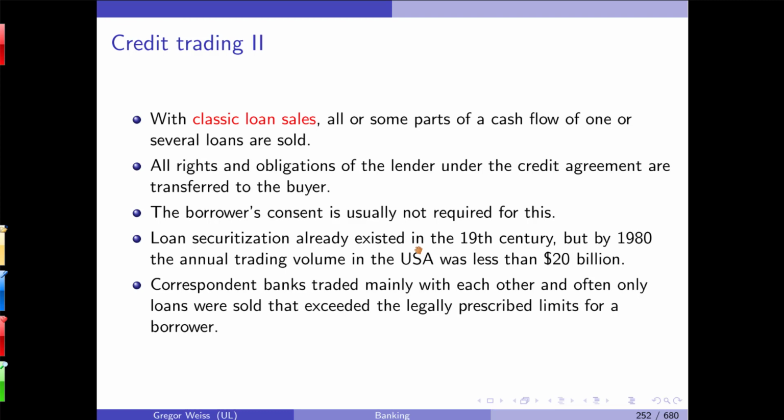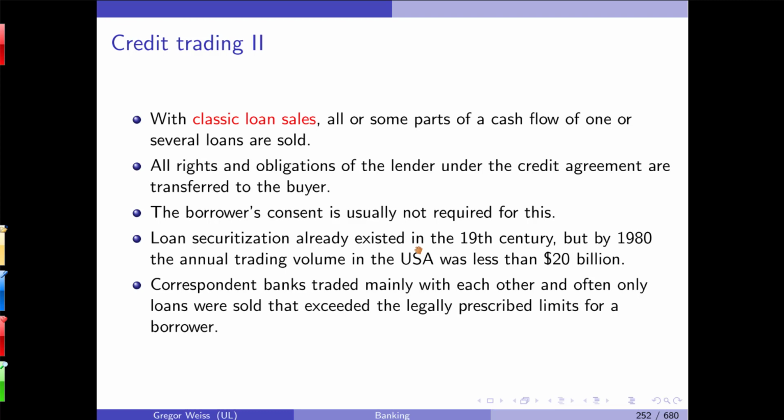It's a shell company of Commerzbank, and Commerzbank sells the 1,000 loans to this special purpose vehicle. So on the asset side of the special purpose vehicle, you will have, for example, 50 million euros in loans.